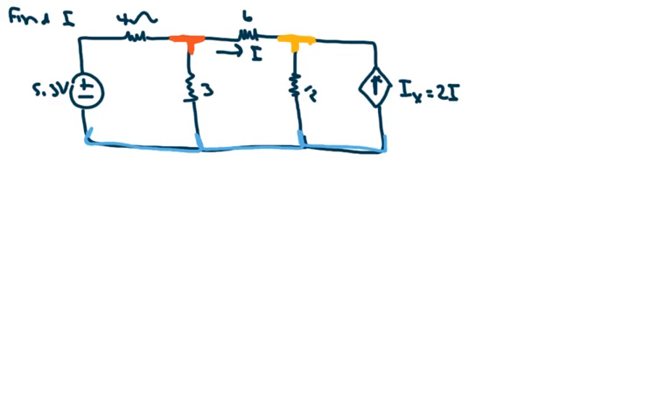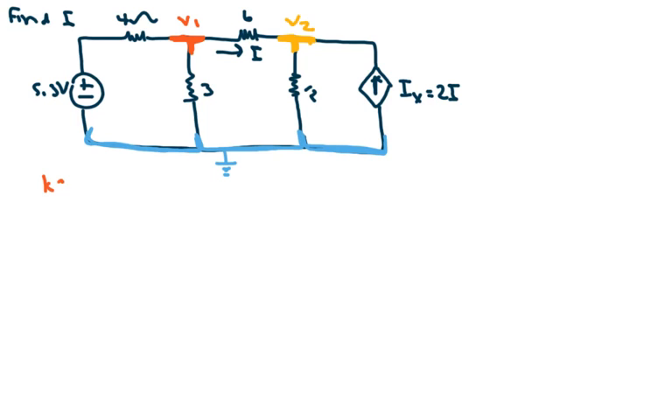Remember, the rule of thumb is to find the essential node that has the most connections. It's a good reference point. Okay, so this will be V1, this will be V2. All right, so now we're going to write KCL for each of our node voltages.